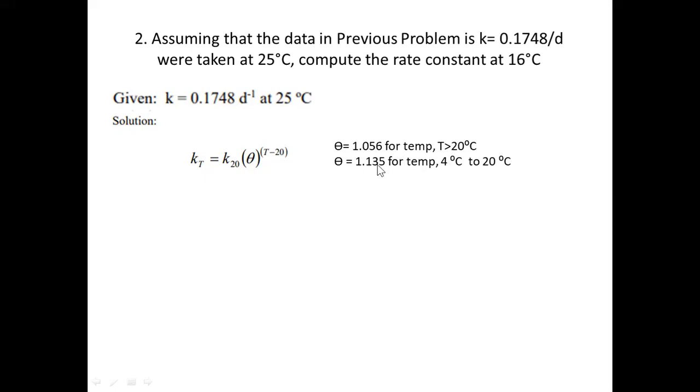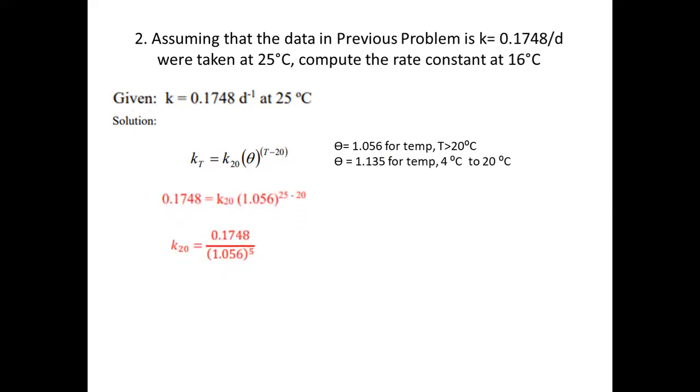On the other hand, if we're going to solve for K at 16 degrees Celsius, we're going to plug in the value for theta at 1.135, since it falls within the range of 4 degrees Celsius to 20 degrees Celsius. Now, let's solve for the value of K20 for this temperature of 25 degrees Celsius with a value of K at 0.1748 per day. All right, let's plug in the values.